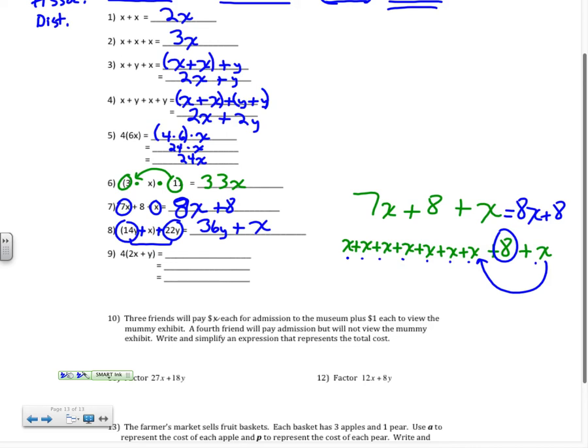Okay, and finally, we have to use the distributive property for this next one. So if I multiplied the outside number by the first inside number, I get 8x, plus the outside number by the second inside number, I get 4y. And that is it. I am done. That's simplified. Okay, we will finish the rest in class.